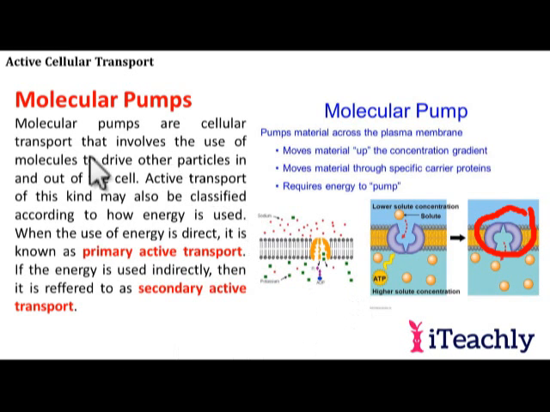Okay? There are different types of molecular pumps. Now, we do not need to know these types of molecular pumps here. This is not in our standards. For example, primary active transport happened to be one of those extra credit questions that was on your quiz. We do not have to know this. This is not a part of our standard.